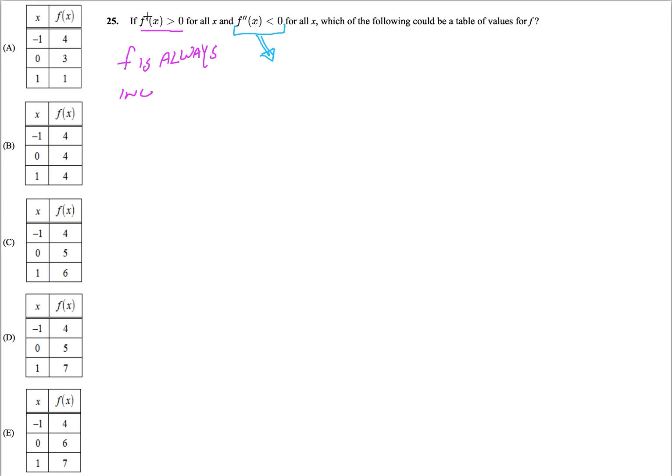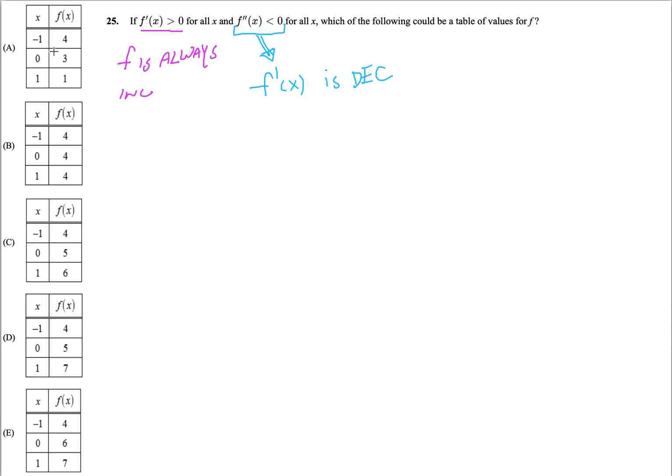These values for f prime of x are going to be decreasing, but they're always going to be positive, which is going to make f always increasing, right? We have to follow that chain. So this is saying that f prime of x is decreasing. Or you could say the rate at which f is increasing is decreasing, right? Okay, so let's go through these tables. It needs to satisfy both conditions. So let's see if we can find the one that is guaranteed to satisfy both conditions.